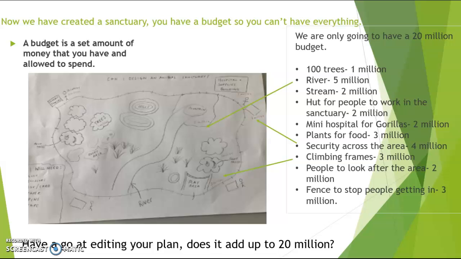So you're not going to have lots and lots of money. There is a set budget that you have. All right. So we need to think about now, when we are creating this sanctuary, we are only going to have a £20 million budget.